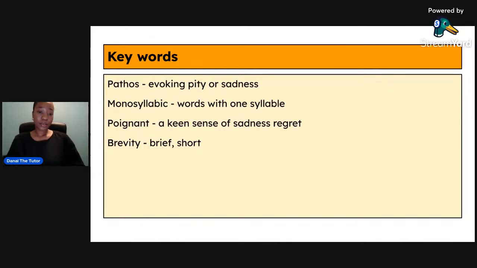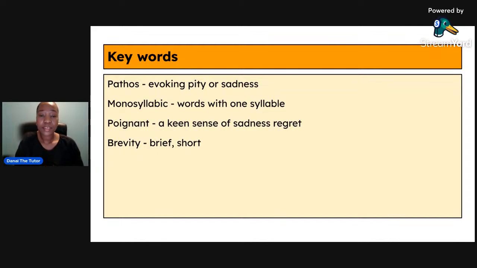Some keywords here. So we've looked at pathos already, so evoking pity or sadness. Monosyllabic, that relates more to the title. We're not going to look at that too much, actually. So words with one syllable. Poignant, so a keen sense of sadness or regret. And then brevity means brief or short. So this is just some useful vocabulary to help you be more accurate in your analysis in terms of the emotions that are being conveyed in this article. Okay, so brevity, you might use that in relation to the paragraphs.